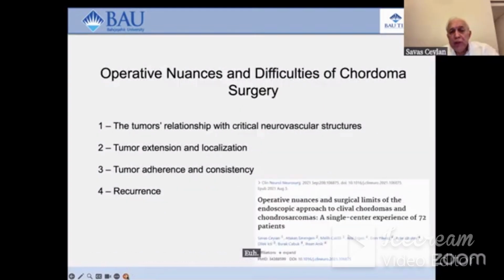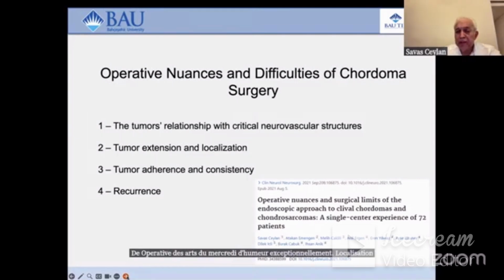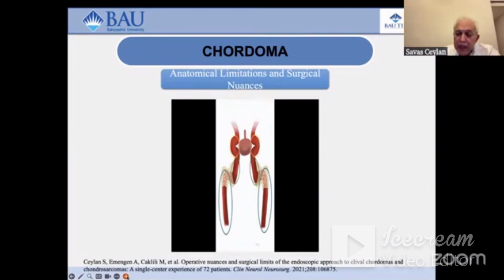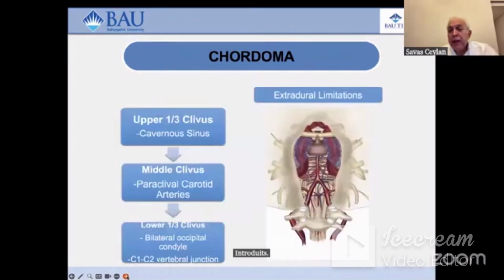The operative nuances in the surgery: the tumor relationships are very important. The other nuances are tumor extension and localization, tumor adherence and consistency, and recurrence. In this report, we describe anatomical limitations, extradural and intradural. Extradural limitations for the lower clivus are the bilateral occipital condyles laterally, and C1, C2 inferiorly.